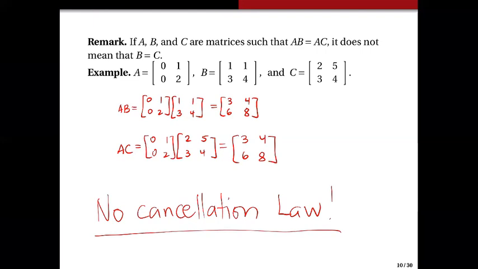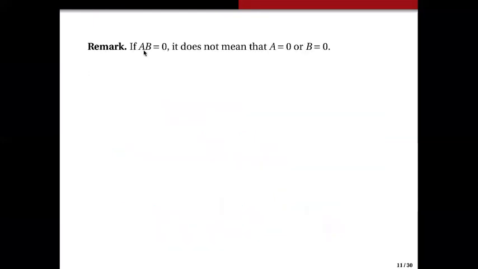Question. Next, if you have two matrices and the product is equal to 0, it does not mean that A equals 0 or B equals 0. You can have two non-zero matrices, and when you multiply them, you'll get the zero matrix. So for example, here you have A. It's a non-zero matrix because there are non-zero entries. The same is true with B.